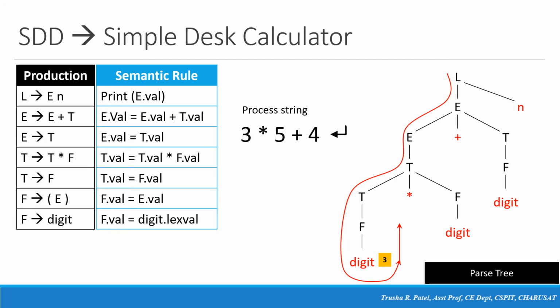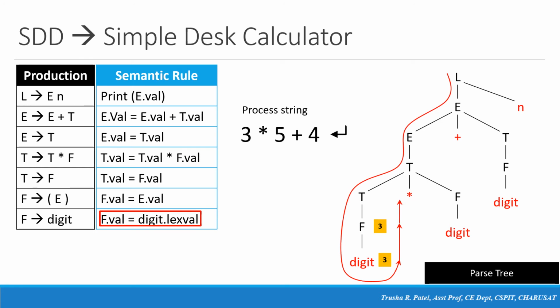Now we are going for digit to F from bottom side to upside. So this is your reduction step. For this reduction step, we have to follow the semantic rule associated with the F gives digit rule, that is F dot value is equals to digit dot lexical value. So this 3 value will be assigned to F.